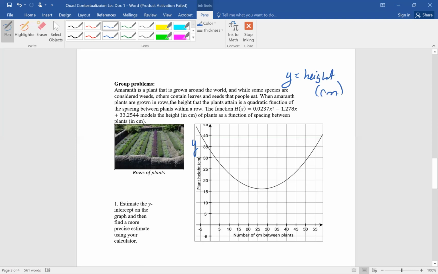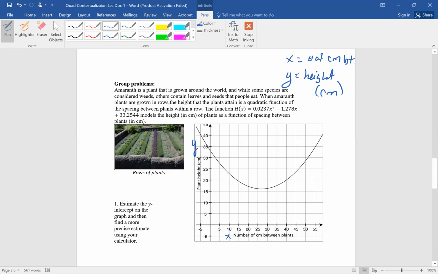Notice I'm not even done with the problem. I'm labeling things, so get in that habit if you can. And x is the number of centimeters between, I'll just put BT, but that really is between the plants here for the x-axis.